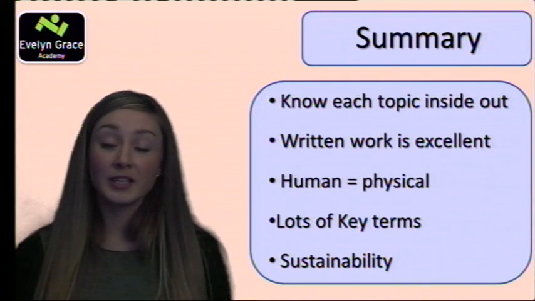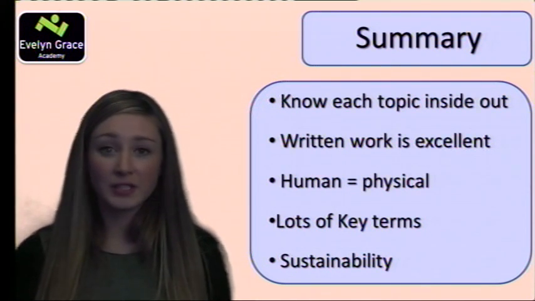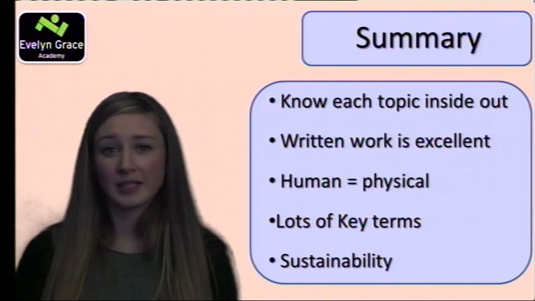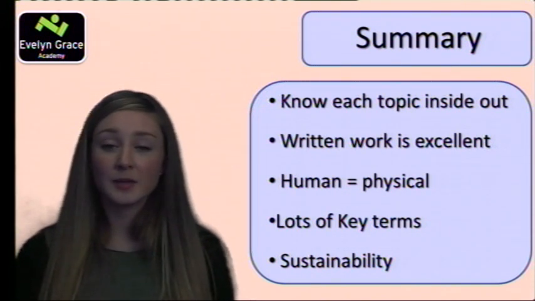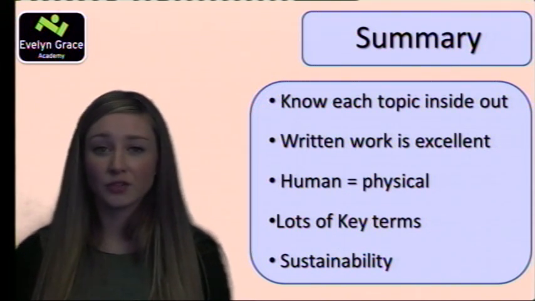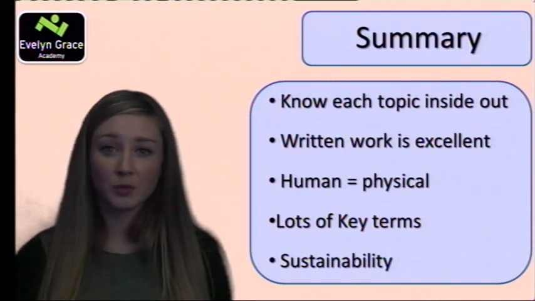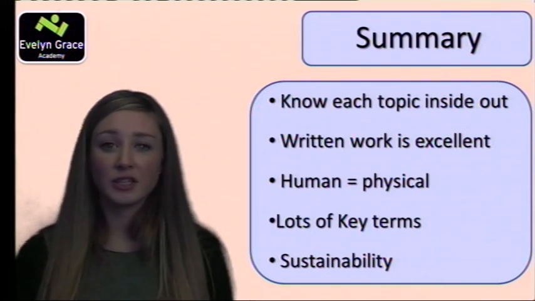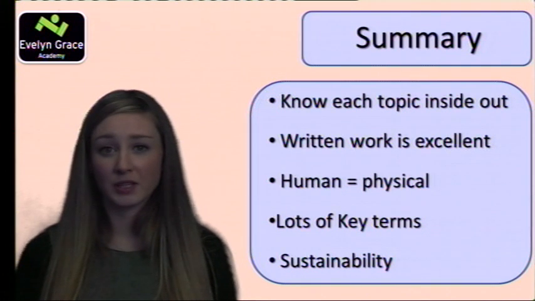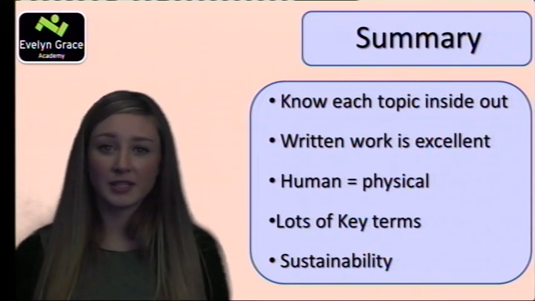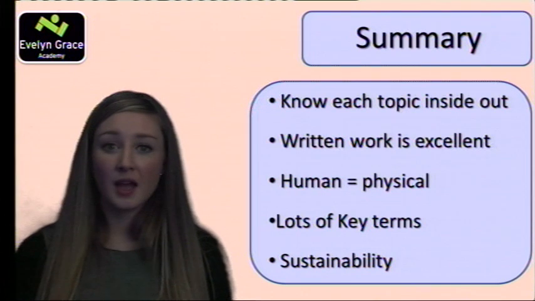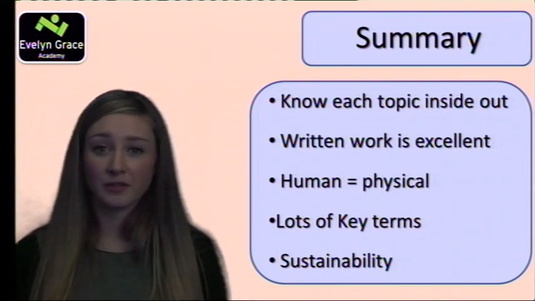In summary, you need to make sure for an A star that you know every single topic inside out. Your written work needs to be of an excellent standard. You need to be equally confident on human and physical geography, and make sure you understand the links between the 2 different parts. And you need to use a lot of key terms in your written answers, and have a good understanding of sustainability from past case studies, but also current affairs that are happening.